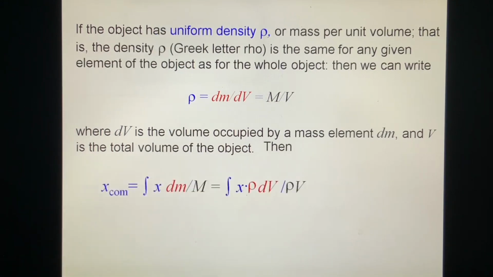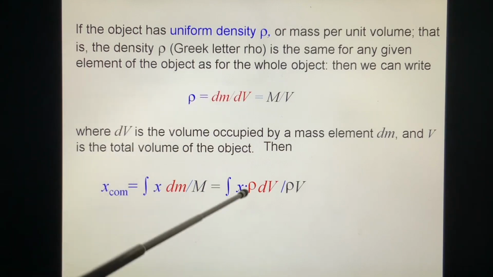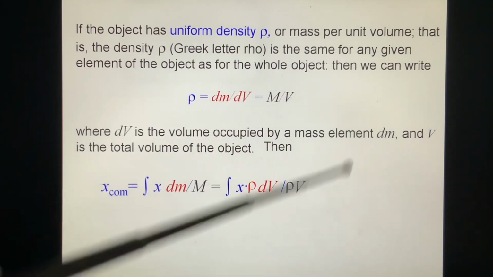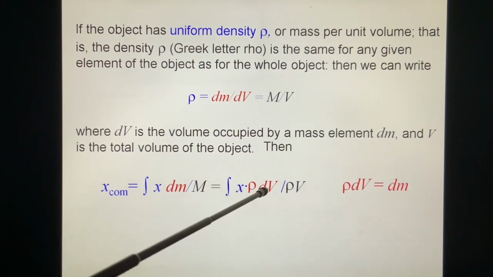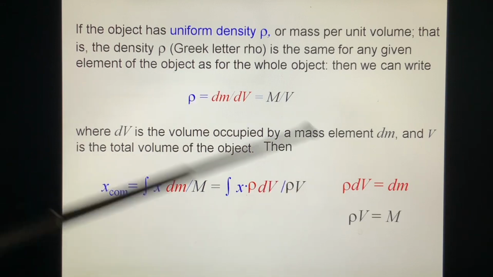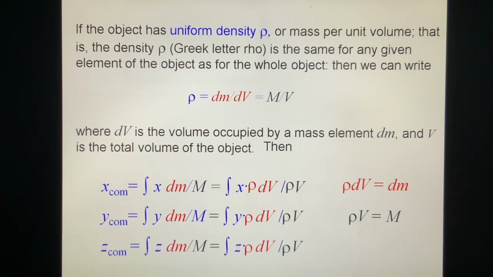Then we can write this. By definition, x com equals the integral of x dm over M. This dm is rho dv, where rho dv is the dm. This big M is rho V, where rho V is the big M. Also, same for the y com and the z com.